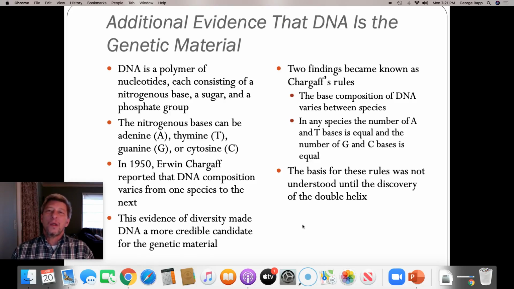Now, Chargaff found two rules that are now commonly accepted. First, that the base composition of DNA between species varies significantly. And secondly, in any species, regardless of what you're looking at, the number of adenine and thymine bases is equal, and the number of guanine and cytosine bases is equal.